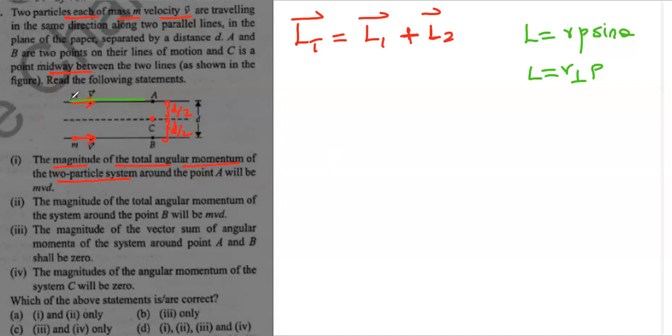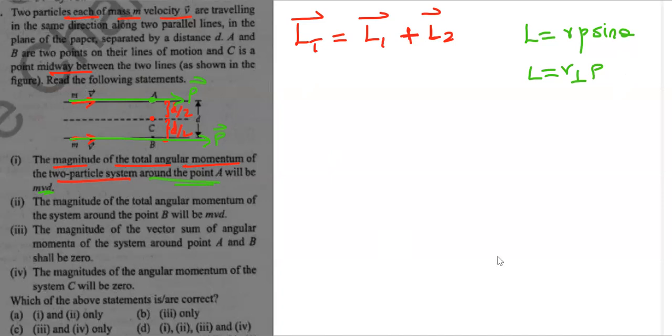Here the momentum is along this line. This is also momentum along this line. Okay, so let's say P vector. Now what I can do is find R perpendicular into P, where R perpendicular is the perpendicular distance about the point. Around point A it will be MVD. So about point A they are asking. So let's find the total angular momentum about point A.